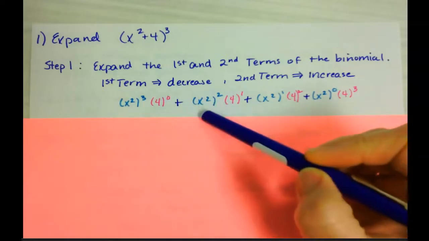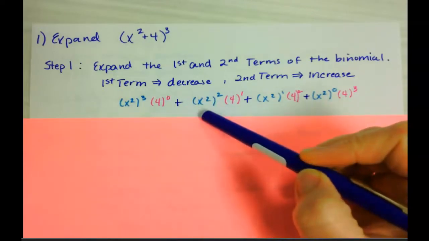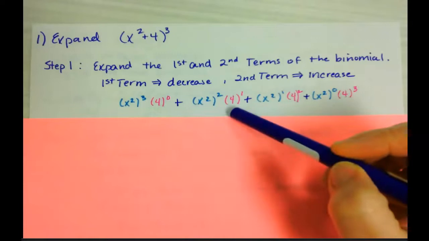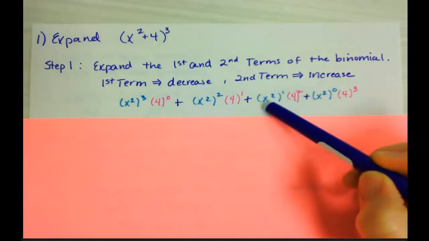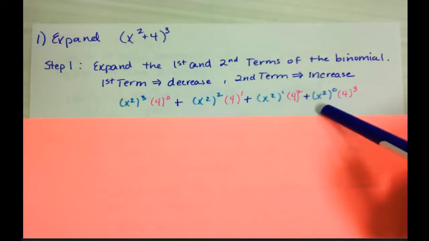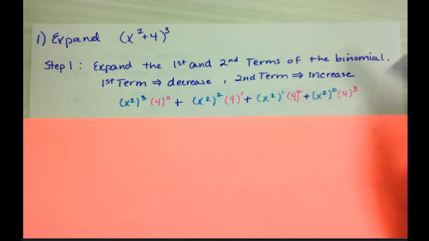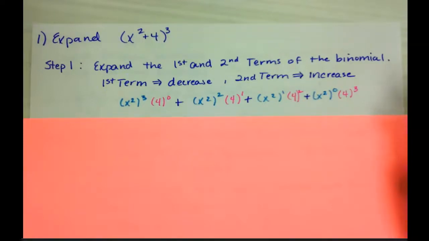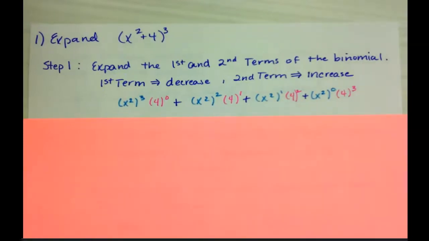The first term is a decreasing power in each next term, and the second is an increasing power in each next term. So we decrease one more time and increase one more time, and decrease one final time and increase one final time. And so that's step 1.